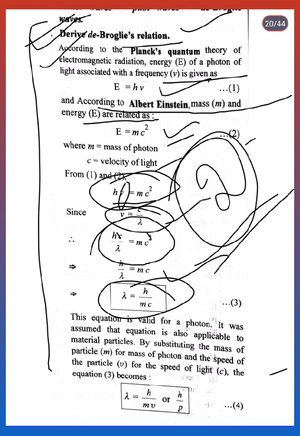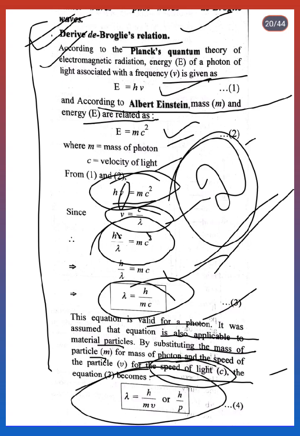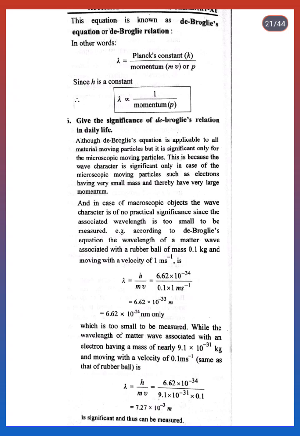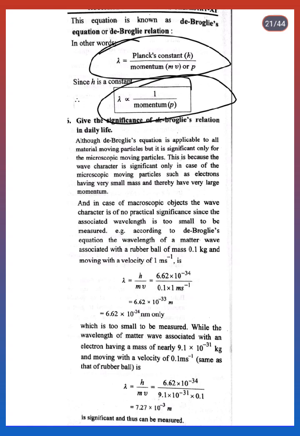Okay, so this equation is valid for the photon, and it was assumed that the equation is also applicable to material particles by substituting the mass of the particle for the mass of the photon, and the speed of the particle v for the speed of light c. The equation can be written as lambda is equal to h over mv, or lambda equal to h over p, where p is the momentum of the particle. So lambda, that is the wavelength, is inversely proportional to the momentum of the particle. This is another definition of the de Broglie equation. Okay, so this is the de Broglie equation.